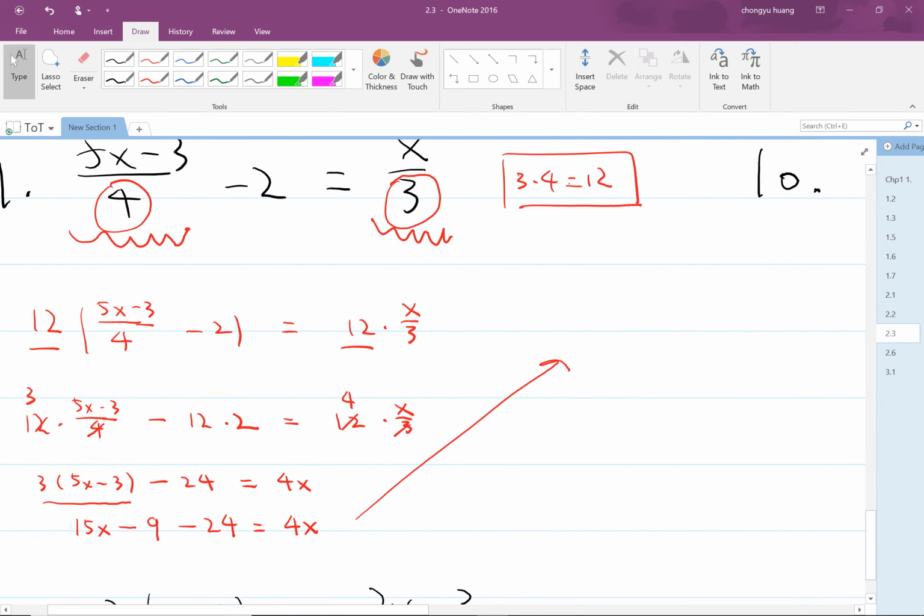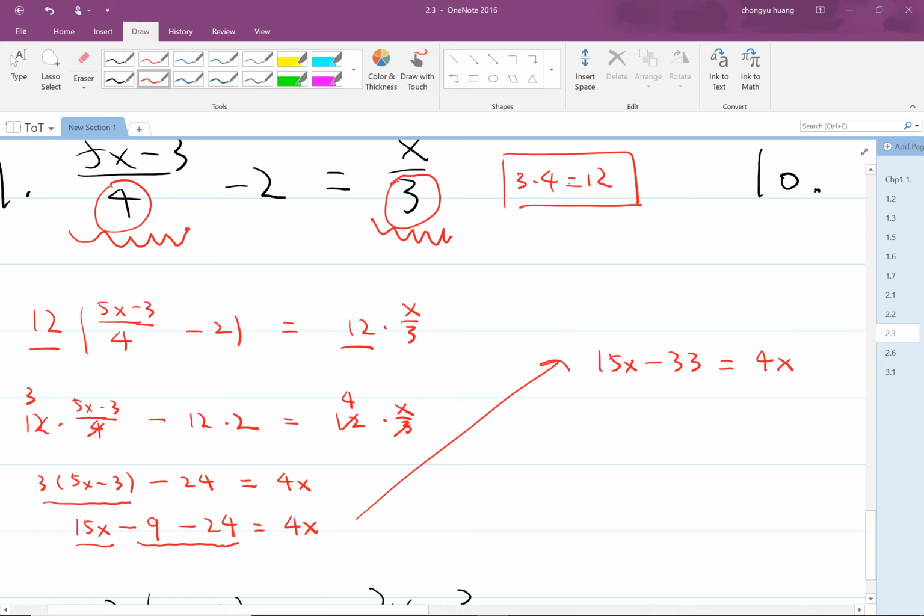Okay, so what we have over here is 15x, and then we are able to simplify a little bit on the left hand side. So we have 15x minus 9 minus 24, so minus 9 minus 24 is minus 33, right? Okay, and then it equals 5x, right?